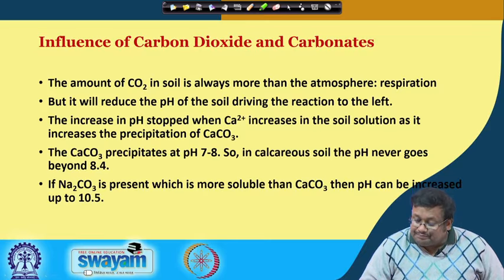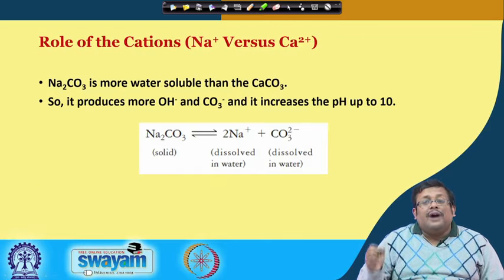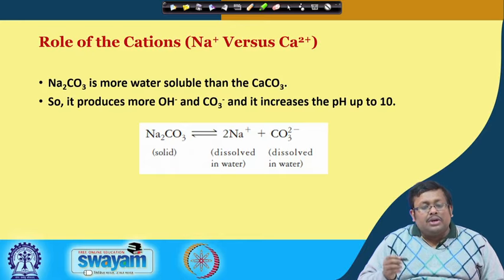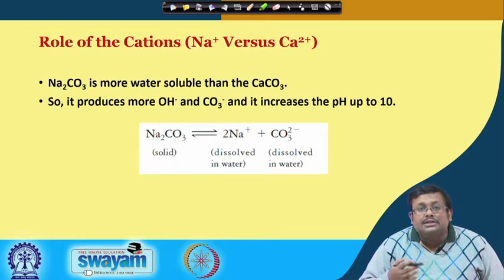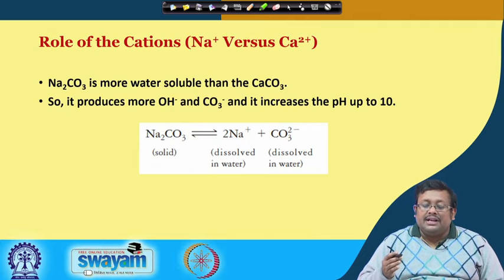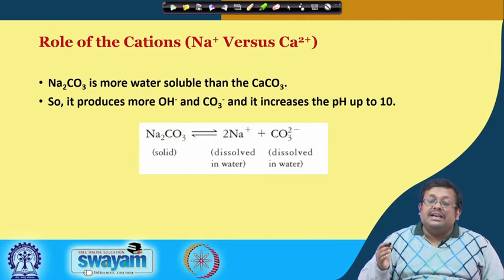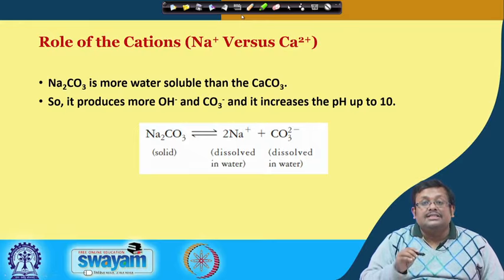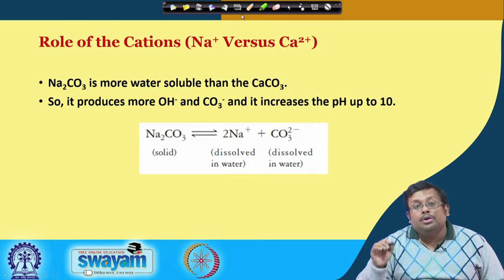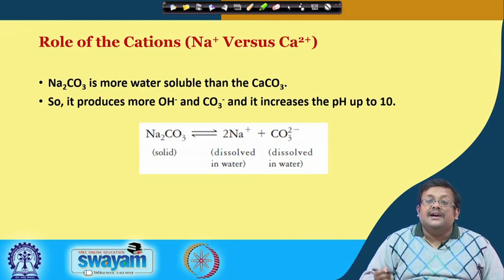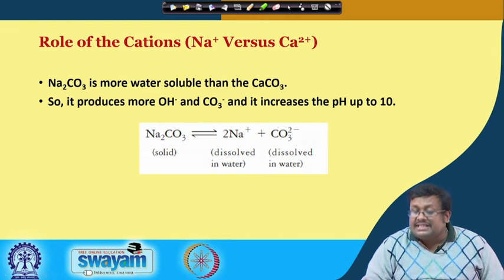We will see that. So, further another cause is the role of cation, that is sodium versus calcium. Sodium carbonate is more water soluble, as I have already told you, than calcium carbonate. So, it produces more hydroxyl and carbonate, and it increases the pH up to 10. So, obviously you can see here sodium carbonate is dissolving to produce the sodium cation as well as carbonate, which will ultimately increase the soil pH, this carbonate.